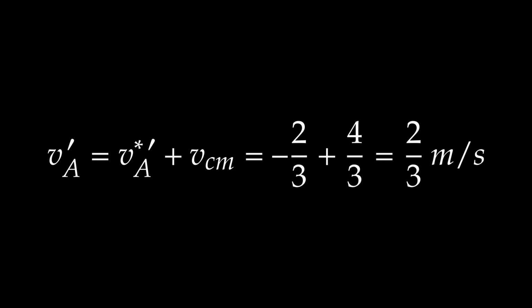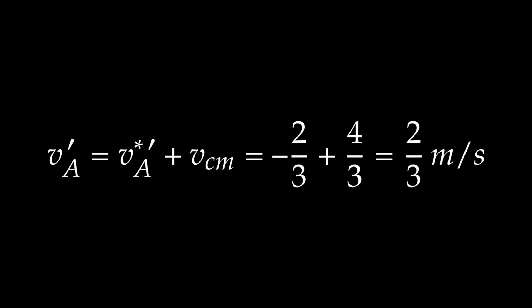And so the velocity of A after the collision is going to be equal to the velocity of A after the collision in the center of mass frame, VA star prime, plus the center of mass velocity, which is going to be equal to negative 2/3 plus 4/3, because recall the center of mass velocity I calculated at the beginning is 4/3 of a meter per second, is equal to 2/3 of a meter per second. And it's okay to get excited at this point because that's exactly the result that I got doing it the other way around.